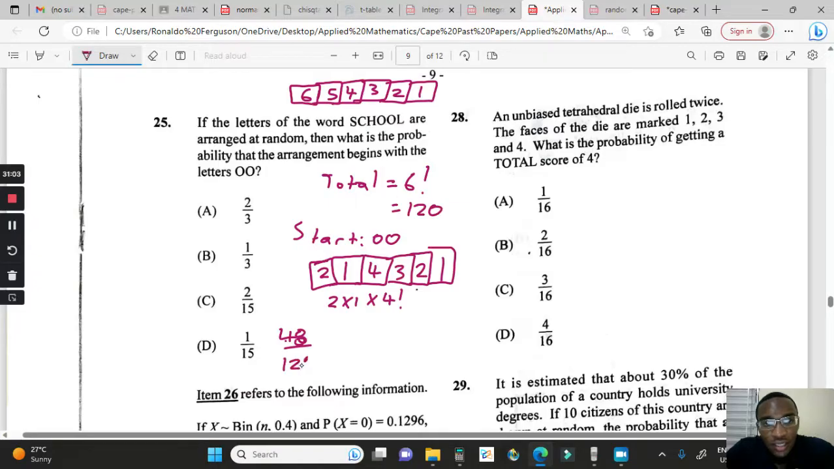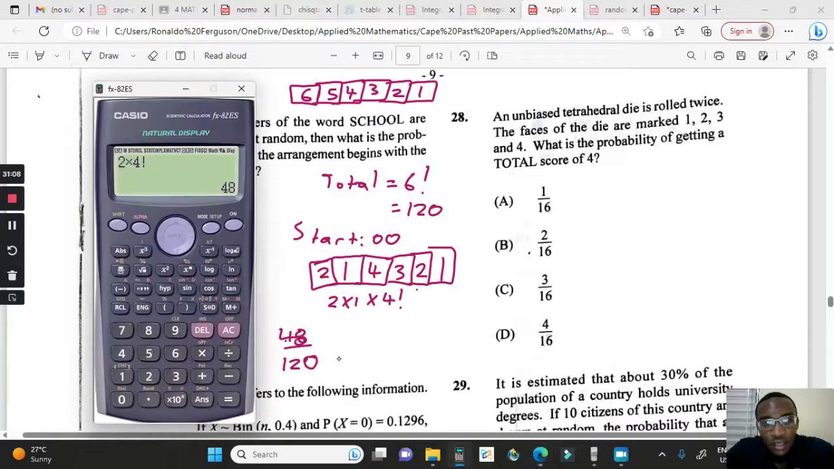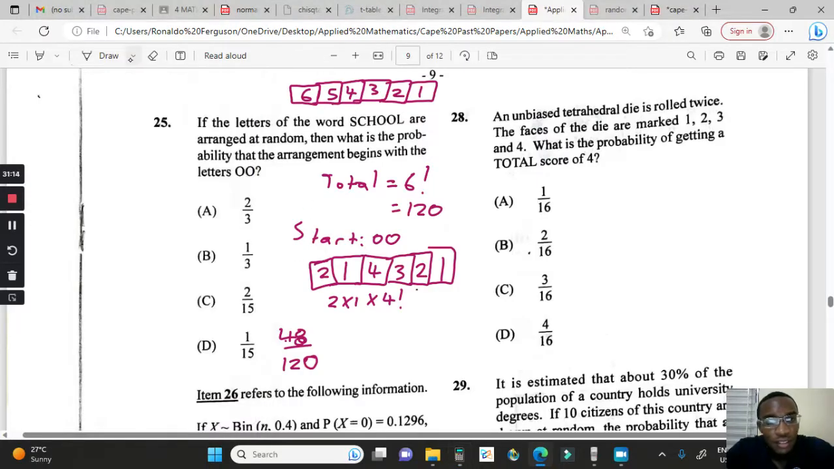You really can't be bothered to work it out. 48 divided by 120, 2 over 5. What? Let's go again. Notice we're doing it full, no edits, no nothing. You actually see me making mistakes as we work the paper together. Let's look at where we went off.